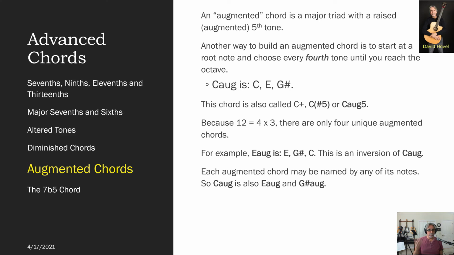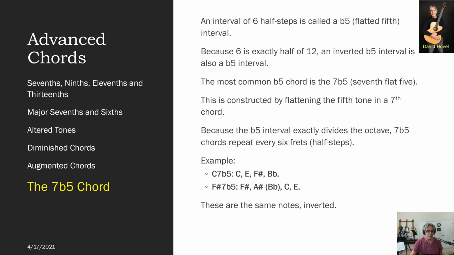If I do this with C, I get C, E, G sharp, that's the sharp 5, and C augmented has those 3 notes. So these are 3-note chords. A diminished was a 4-note chord, and there's 3 of them. An augmented is a 3-note chord, and there's 4 of them. So E augmented, if you start on E, you get E, G sharp, C. It's the same notes. So if you want to name an augmented chord, you name it any of the notes that are in its structure. Once again, it's 1, 3, sharp 5.